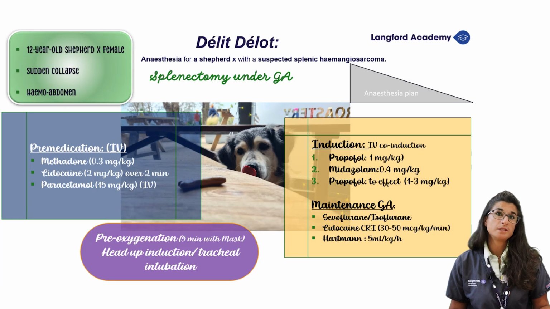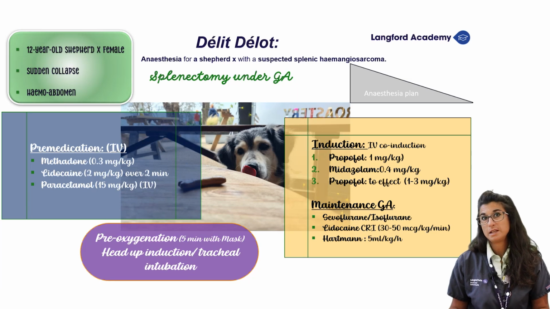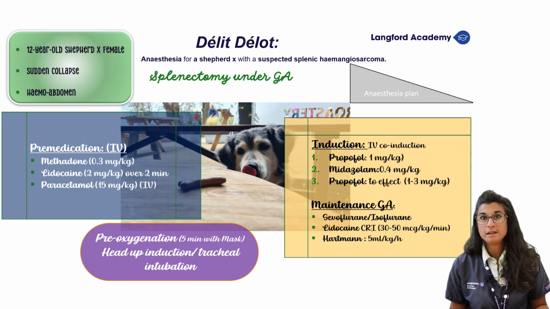And then you want to pre-oxygenate the patient for 5 minutes with a mask, keeping the head up before the induction and to provide a tracheal intubation with the head up. And as we discussed, cuff inflated with the head still elevated. To induce, you can give an IV co-induction with propofol at 1 mg per kilo followed by midazolam at 0.4 mg per kilo. You want to do that in this order to avoid any excitement.